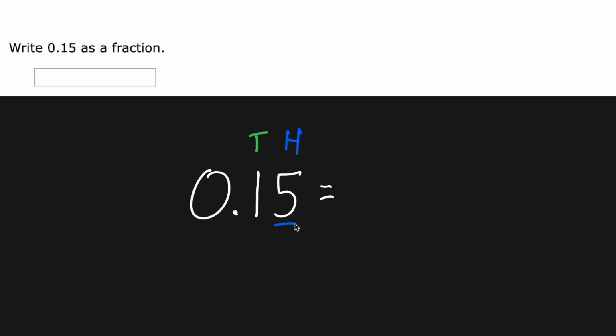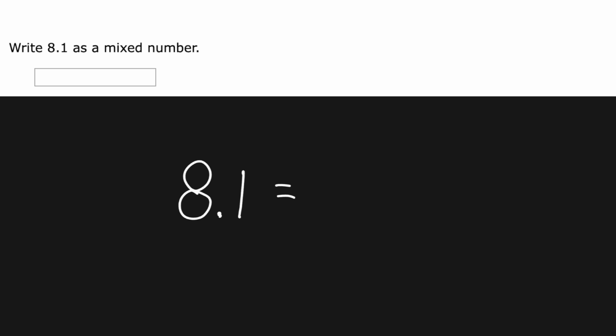Next, we have 0.15. And since there's 2 digits after the decimal place, that's how we know it's in the hundredths place. So we can just write 15 hundredths. Next, we have 8.1. And since there's only 1 digit after the decimal place, it's in the tenths place. So we can write 8 and 1/10.